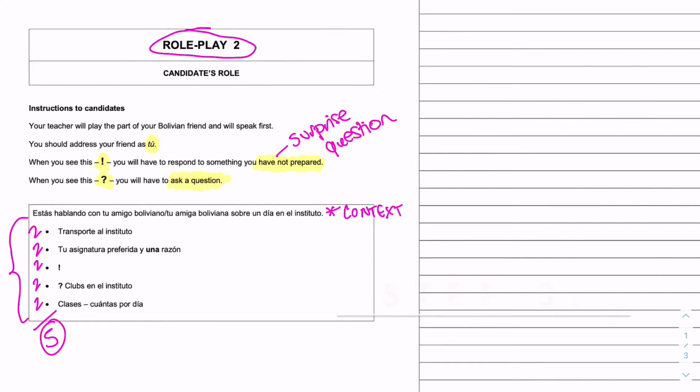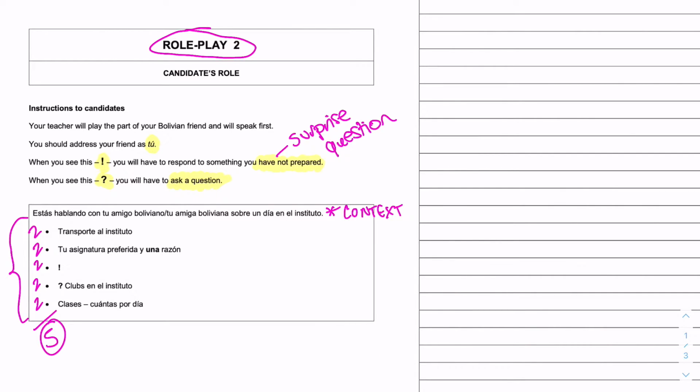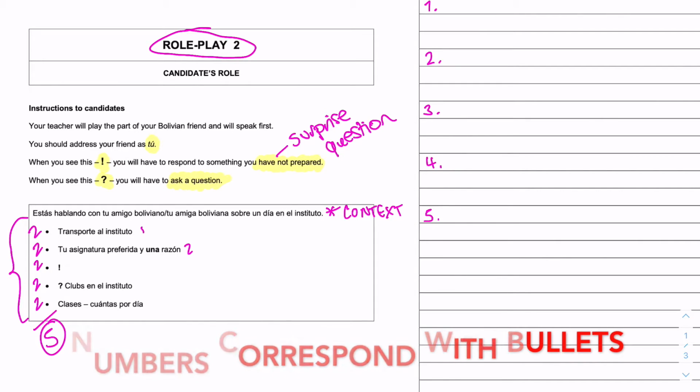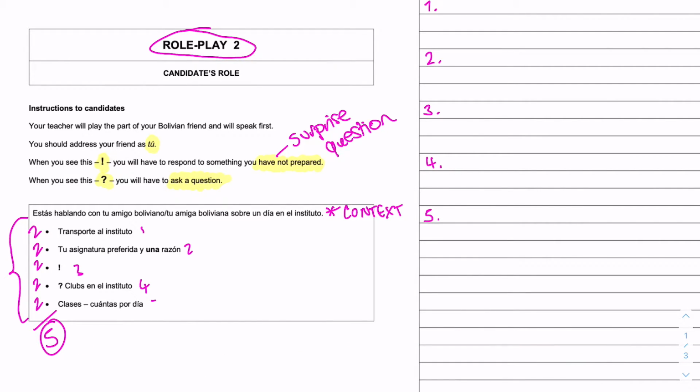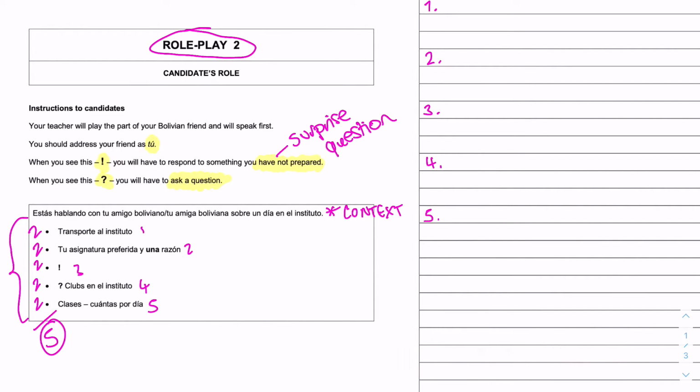Next thing I need to do is I need to translate the points into English that I'm given. But before I do that, I'm going to write down my numbers 1 to 5. Now, the reason why I'm writing down the numbers 1 to 5 is because the numbers 1 to 5 correspond to the different tasks that you're given on the sheet. And it means that as you go through the exam, you can put your finger on your answer and read it out and keep track of where you are.